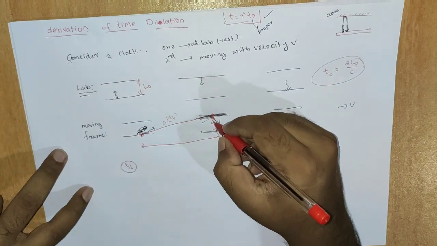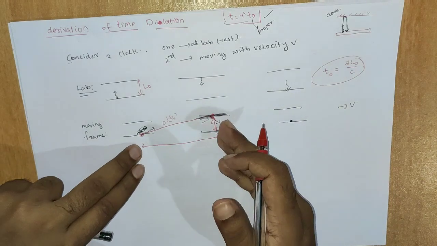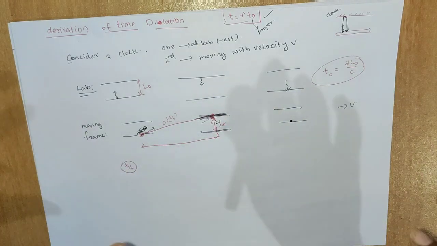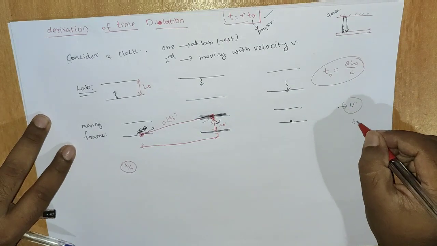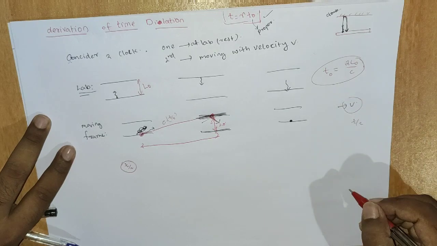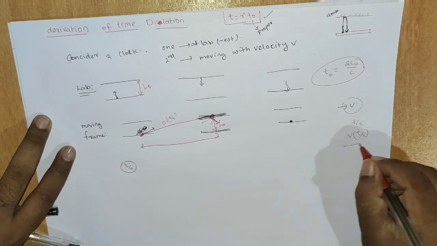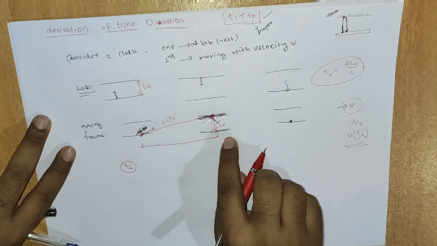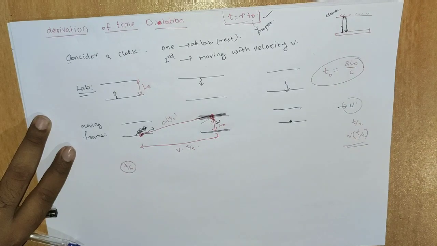This distance will not change. This is L0. How much will be this? A clock is moving with velocity v. Something is moving with velocity v in time t by 2. Then how much is the distance? All of you know, right? v into t by 2, right? You see? Okay. So this distance is how much? v into t by 2.